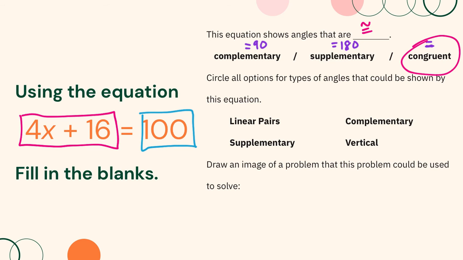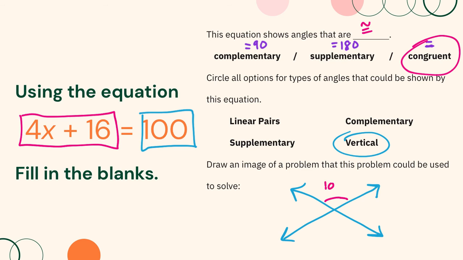So what are kinds of angles that are congruent? It could be vertical angles is the only option we have. So if we're going to draw a picture of vertical angles, I'm going to have 2 angles that form an X, this angle here could be 100 degrees, and this angle here can be represented by 4x plus 16. And that shows how I can take this equation and end up with a picture.